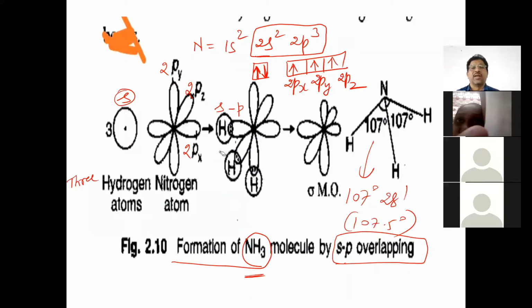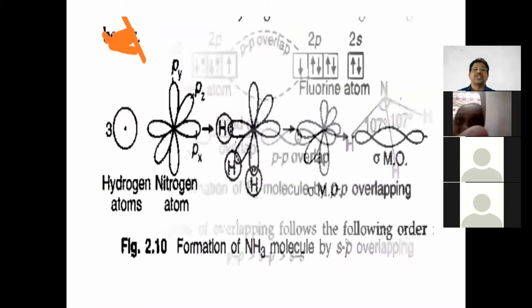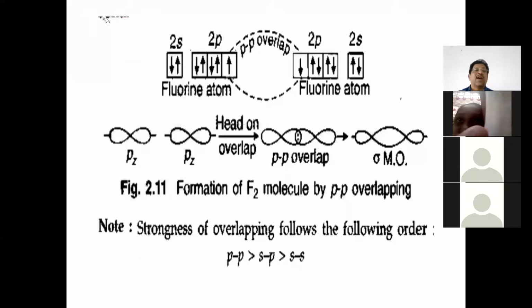Whenever s orbital is involved, only a sigma bond will be formed here. So it is sigma sp, sigma sp, sigma sp: 3 sigma sp bonds between the nitrogen atom and the 3 hydrogen atoms. So this is the formation of the ammonia molecule by sp overlapping, according to valence bond theory. VBT stands for valence bond theory.